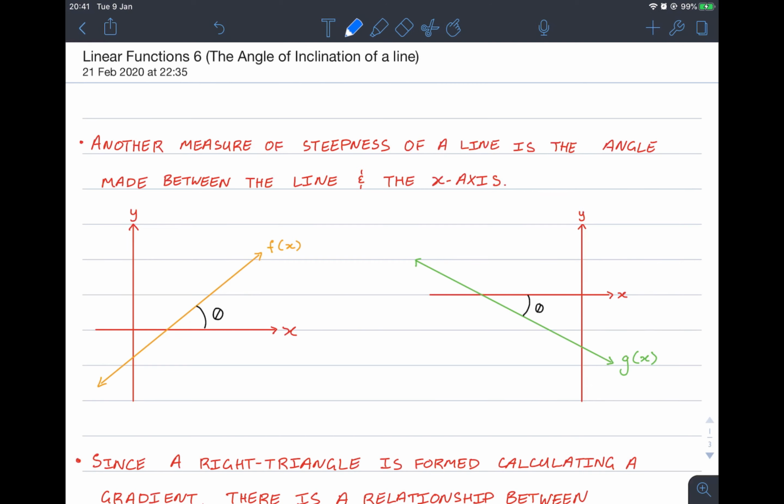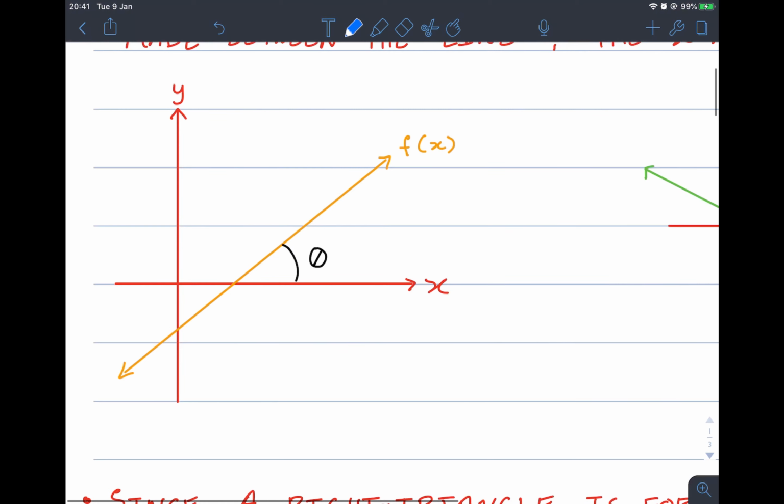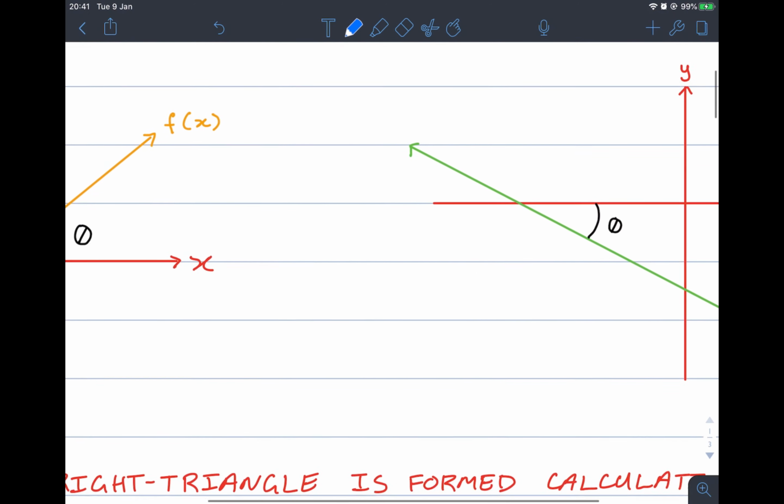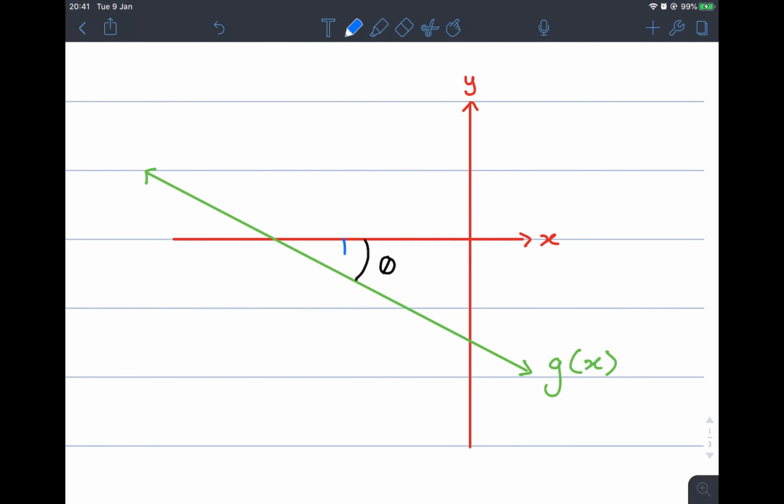I've drawn two examples of what this might look like. Here we have some function f of x, a linear function, and we can measure this angle here. That's the angle of inclination. And we have another function here, g of x. We have the angle of inclination here.